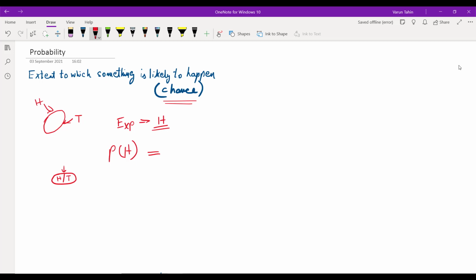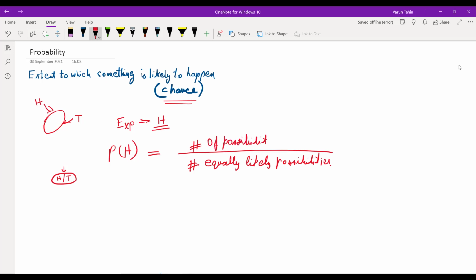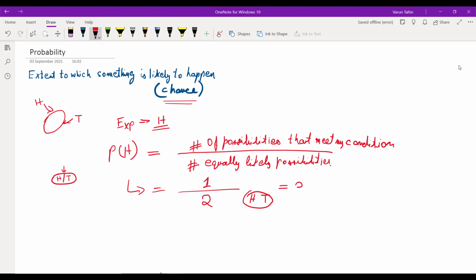So how is probability calculated here? The probability is calculated on the basis of the number of events. In the denominator come the equally likely possibilities and in the numerator comes the number of possibilities that meet my condition. So here, what will be the answer? The equally likely possibilities are either head or tail. So head and tail are two different events, so 2 will come here, and the number of possibilities that meet my condition is only one among those. From head and tail, we are only expecting head to come. So here we will have 1. So the probability will be 0.50.